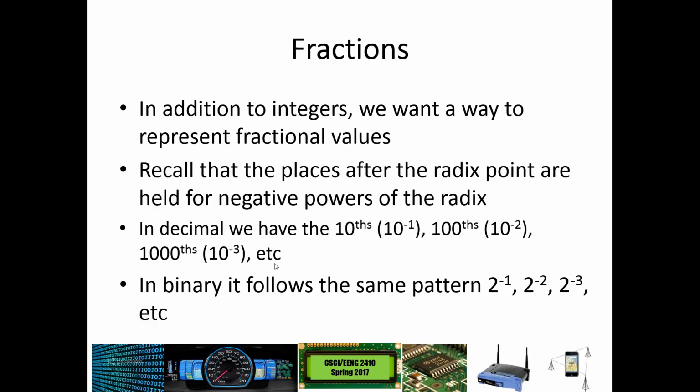Now, we have talked about how to represent positive and negative integers. Well, of course, that's not nearly all the numbers that we might want to represent with a digital system. So in addition to integers, we want a way to represent fractional values, or values that are after the decimal point. If you remember, in the decimal number system, we had tenths, 100ths, 1000ths, etc. And those are progressive negative powers of 10. And so in binary, the pattern is very similar, and we have progressive negative powers of 2: 2 to the negative 1, 2 to the negative 2, 2 to the negative 3, etc.